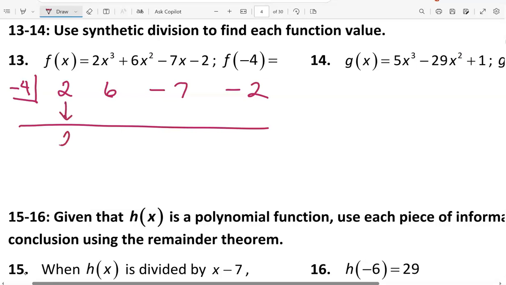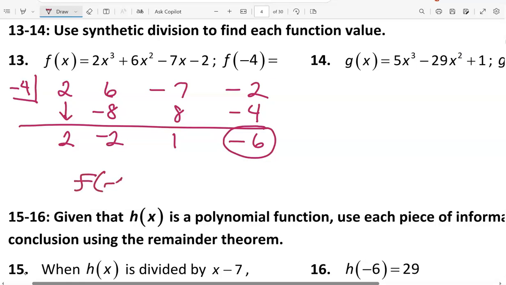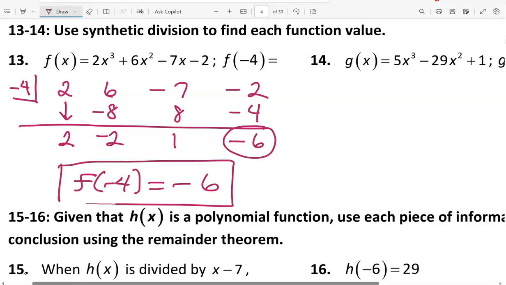Skip a line, bring down that 2. 2 times negative 4 is negative 8. Add that column, that's negative 2. Negative 2 times negative 4 is positive 8. Add that column, that's 1. 1 times negative 4 is negative 4. Add that column, that's negative 6. Our remainder is the value of the function, so f of negative 4 is equal to negative 6.